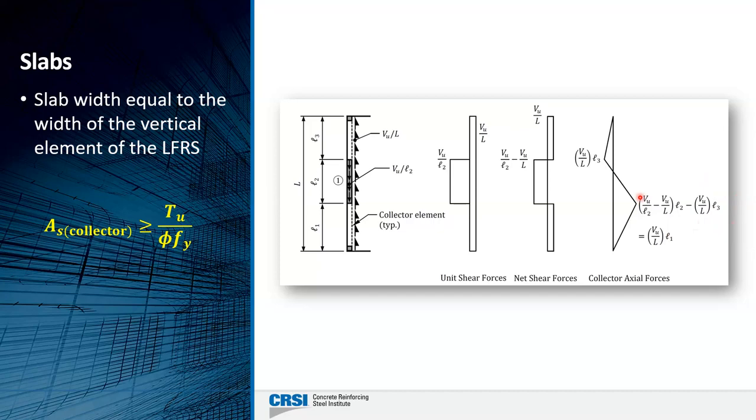So once we have that maximum collector force in tension, we can easily determine what the area of the collector reinforcement is. Again, knowing concrete's not going to resist the tension by itself, we have to do it with rebar. We'll take that T sub U, which is this maximum here, divided by 0.9 Fy. That'll give us the area of collector reinforcement. This is for the case when the slab width is equal to the width of the wall.